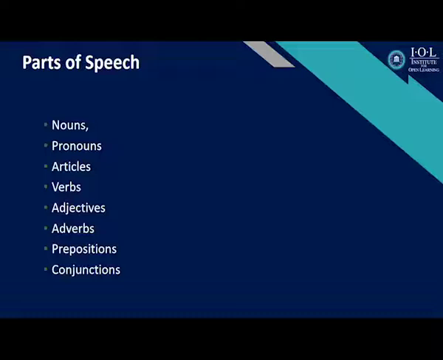And then we have verbs. And we said the function of a verb is to express or show an action or the state of being. When we're talking about the state of being, we're talking about verbs to be such as is, am, or are. And then we have adjectives. When it comes to adjectives, we say the function of an adjective is to describe or modify a noun or a pronoun. And then we have adverbs which modify or describe a verb.